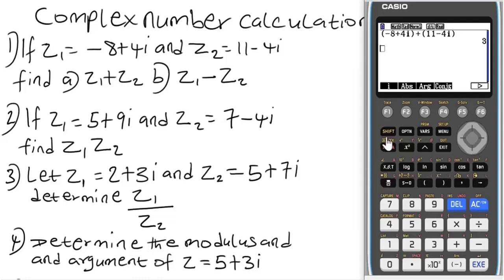To find the subtraction of the complex numbers, all you have to do is to adjust it here. Okay, then remove this plus here and put minus, and that's all. Execute. Minus 19 plus 8i. So that is for addition and subtraction of complex numbers with this scientific calculator. Now let's go to question 2.